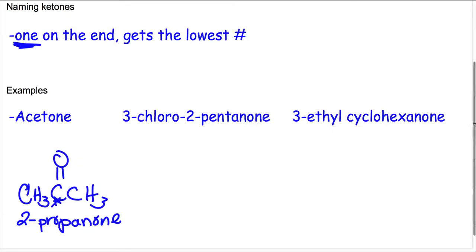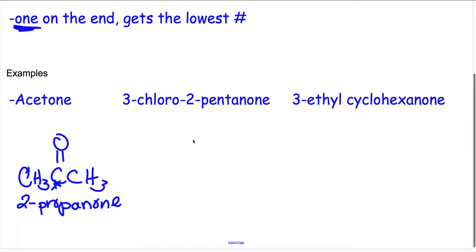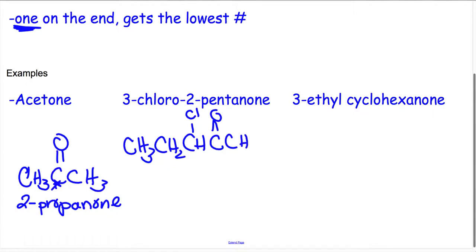If I have 3-chloro-2-pentanone, that means I'm going to have 5 carbons, and that carbonyl group is on the second one. And I have a chloro group on the third one. So I got 1, 2, 3, 4, 5 carbons. The one is on the second one. The chloro is on the third one.